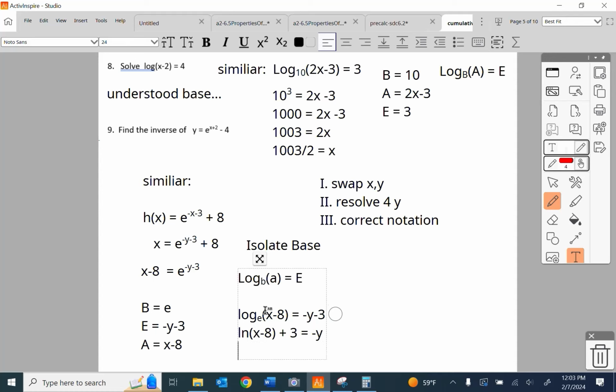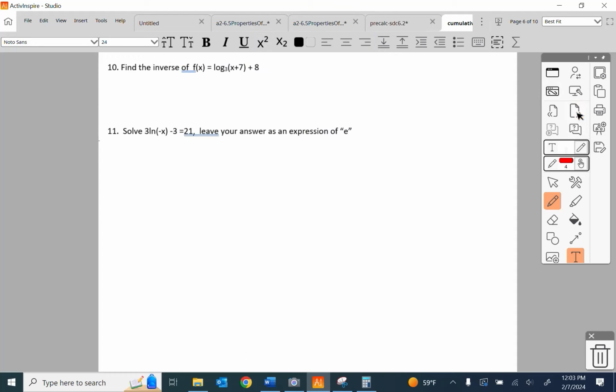And now I'm going to divide out the negativity. So I'd have a negative ln of x minus 8 minus a 3. And I introduced correct notation. This was h of x. It is now the inverse of h of x, written h to the negative first of x. Ta-da! All right, moving forward with my life.